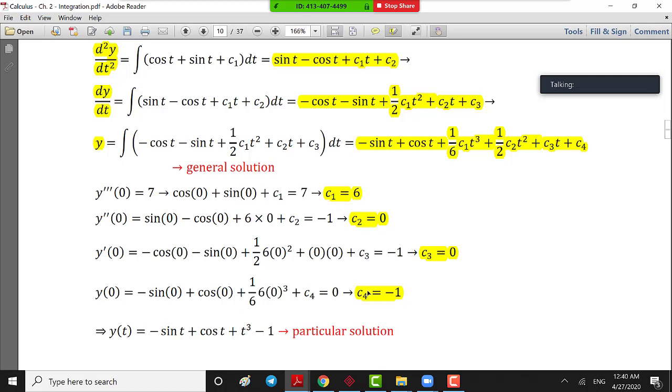If we replace these values for C1, C2, C3, and C4 into this equation, which was the general solution, we're going to find this, which is our particular solution, right? Minus sine of t plus cosine of t plus t to the 3 minus 1.